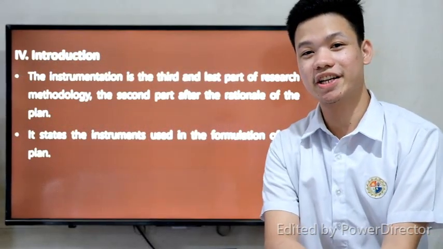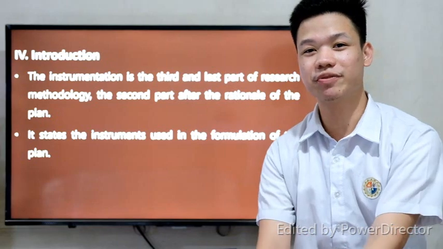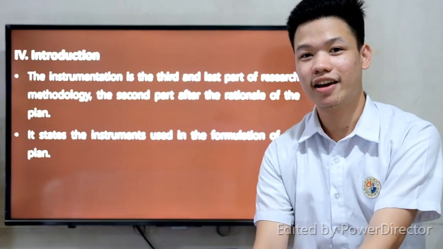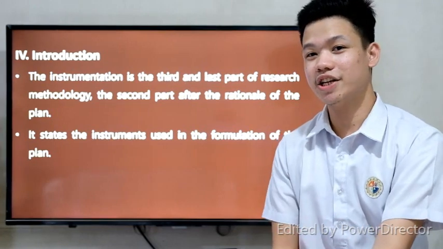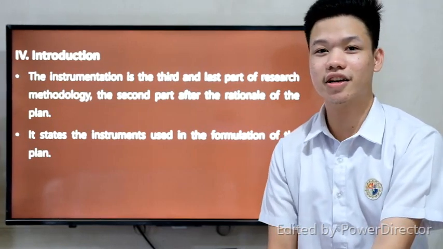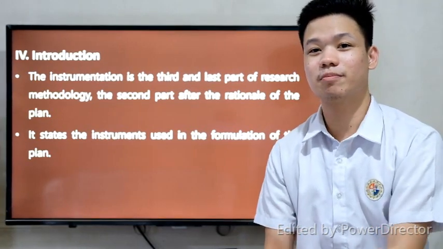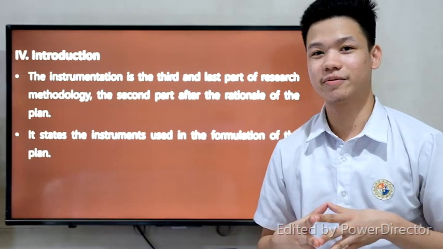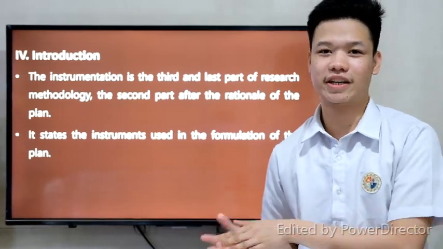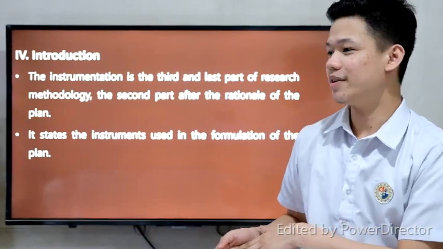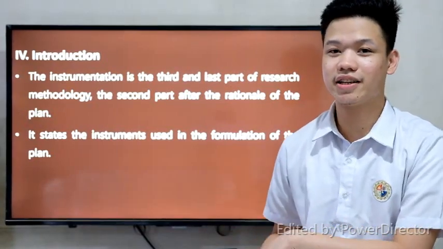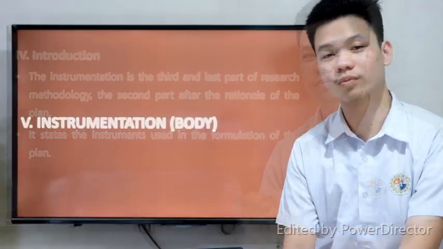After the user of the financial plan is informed of the nature of the problem of the entity and the specific problems to be addressed by the plan, the instrumentation part now states the instruments used by the proponents to gather data in the formulation of the financial plan. This further establishes the reliability and validity of the plan.